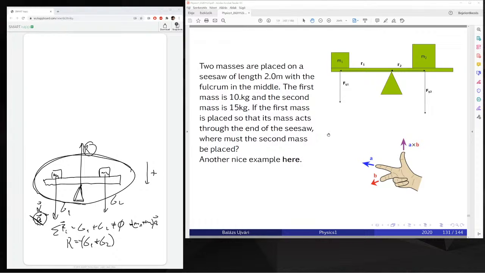But what does it mean? Can this R rotate the system? You can answer in this chat. Will it cause any rotation, this reaction force? If yes, why? If not, why? Will this R rotate this seesaw?